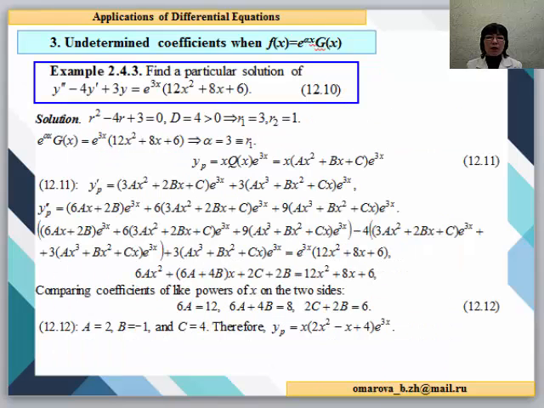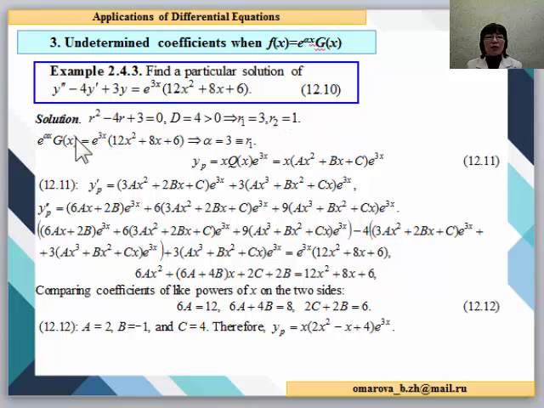Let's consider the example. Find a particular solution of the given equation 12.10. To solve this equation, we first consider the complementary equation and the characteristic equation. We calculate the discriminant. We see the discriminant is a positive number. Then the characteristic equation has different roots. They are 3 and 1.